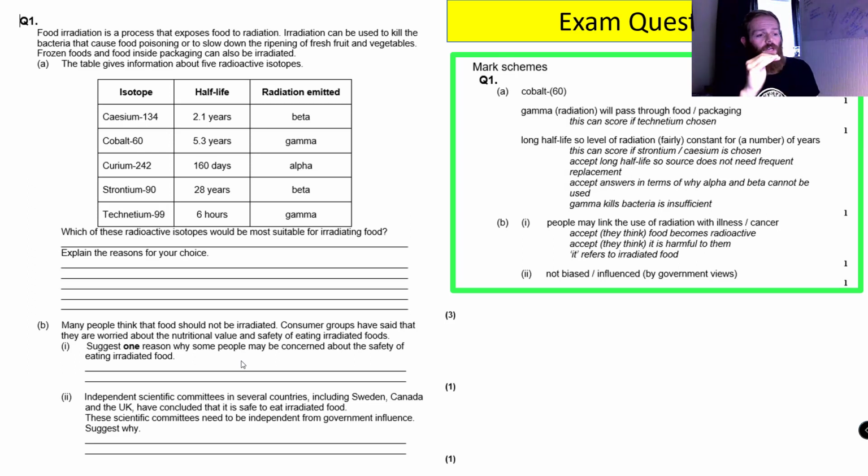Inform yourself. I've discussed it today. I've said you've eaten food that's been irradiated already. Has it done any harm to you so far? Well, no, because it's not going to do any harm to you. But let's suggest one reason why people might think that it's a safety concern, okay?